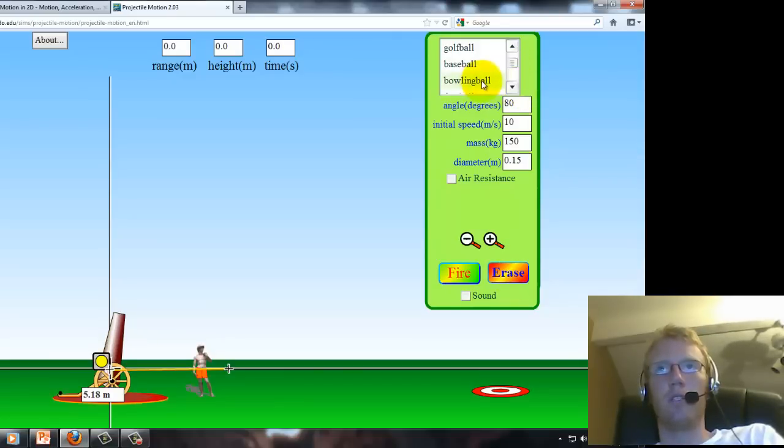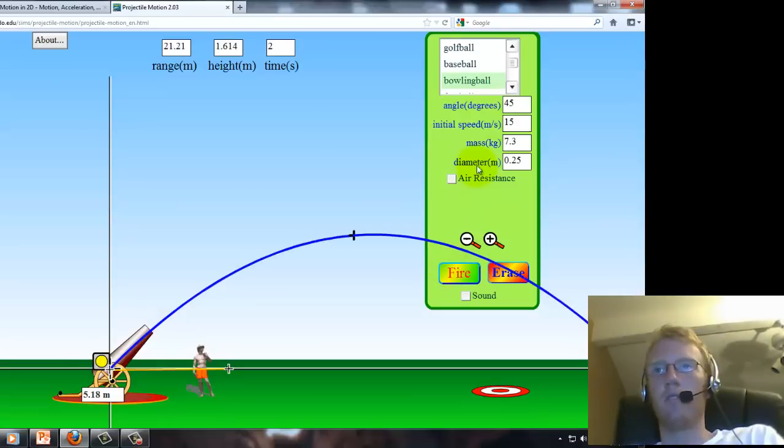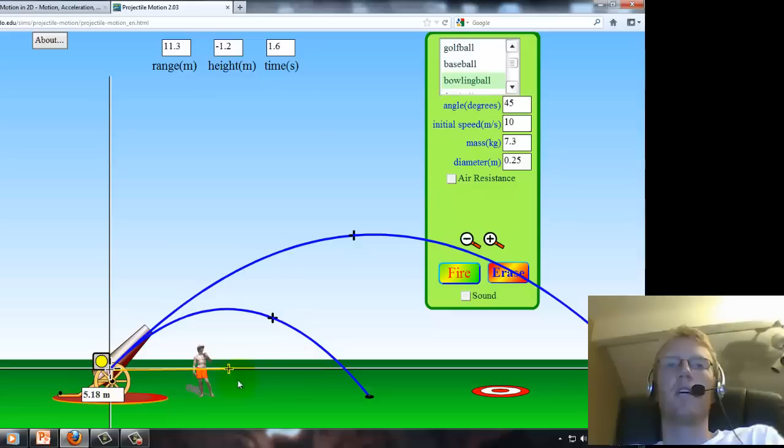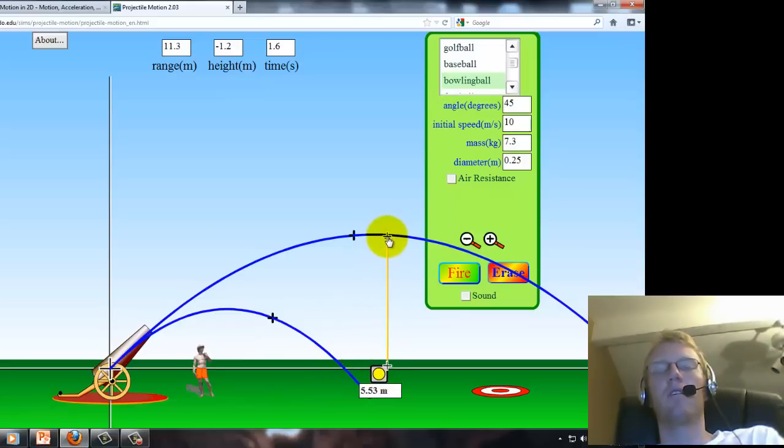What about shooting a bowling ball? Let's make the angle back to 45 again, and change the speed to 15. So you can see there's 15, there's 10. Wow, what a big difference, right? This one went a little over 10 meters. This one went 20-something meters. So the velocity has a huge impact on how far it goes, but also look how much higher it goes. We can try to measure the vertical height here: 2.5 or so, and over here it's a lot higher, 5.5.